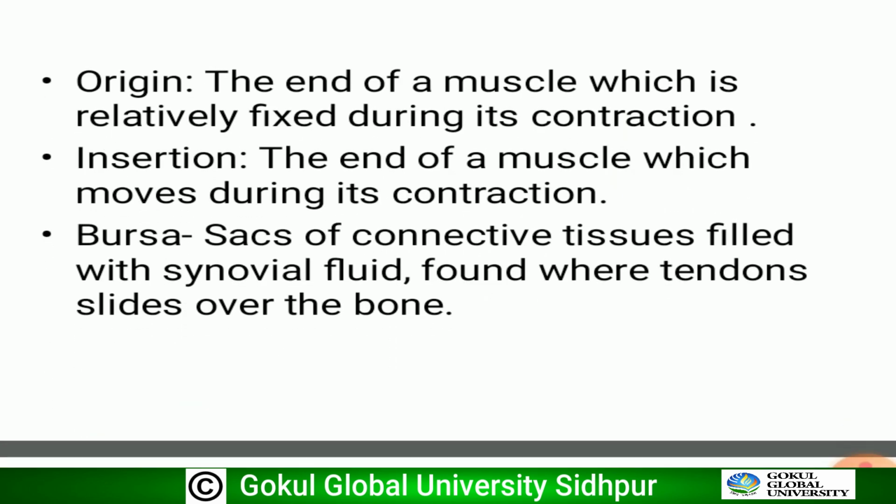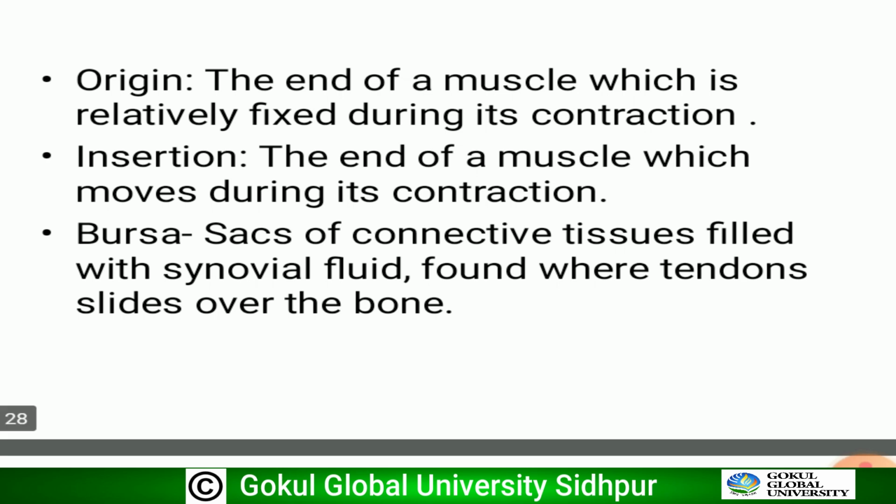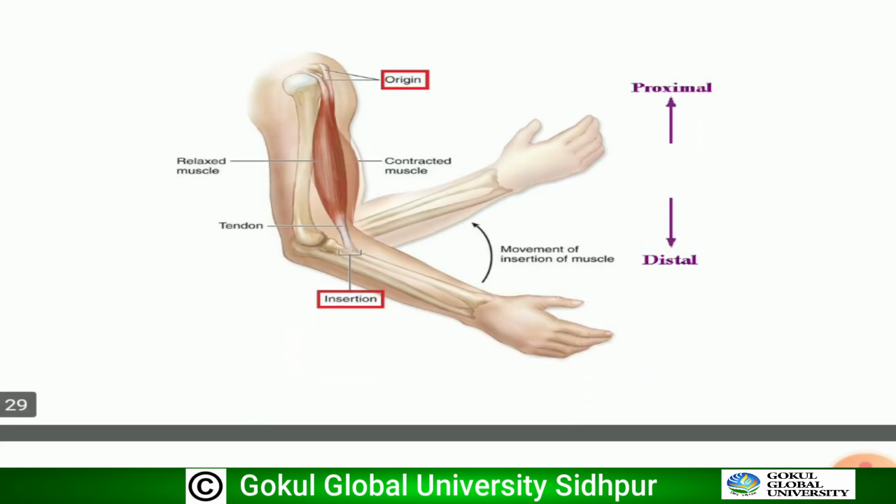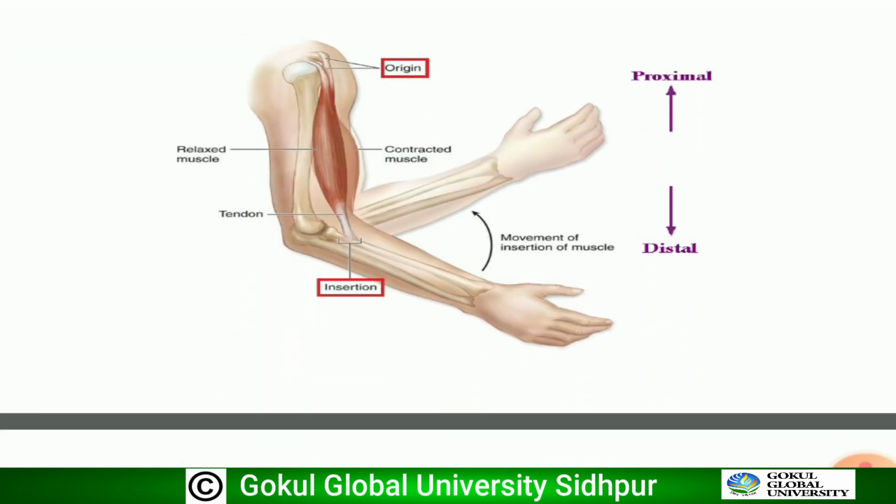Origin, the end of the muscle which is relatively fixed during its contraction. Insertion, the end of the muscle which moves during its contraction. You have to remember these words. Bursa, a sac of connective tissue filled with synovial fluid found where the tendon slides over the bone. In this diagram you can see origin, which will be fixed during contraction movement, and insertion, which will be movable during contraction movement.